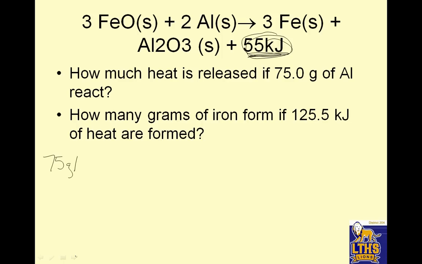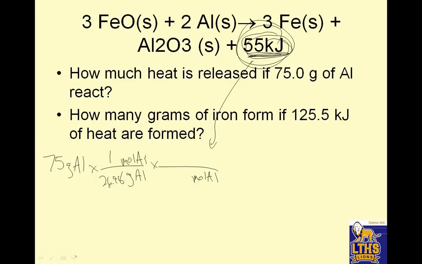So 75 grams of Al times a dividing bar, grams of Al, and always go through moles. One mole of aluminum, and little g stands for grams, go to the periodic table, times a dividing bar, and then moles of aluminum on the bottom, and heat is what I want. Now, normally I always have to go through moles, but I don't need to go through moles of heat, because a mole is a group of particles, and heat is not a particle. So I have moles of aluminum, and I need an equivalency. See how that's 2, and this is 55? So 2 moles of aluminum will give you 55 kilojoules.